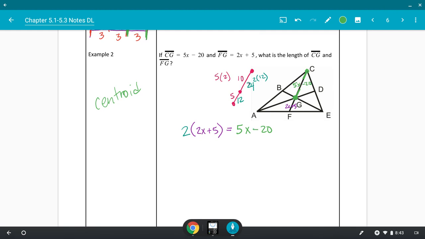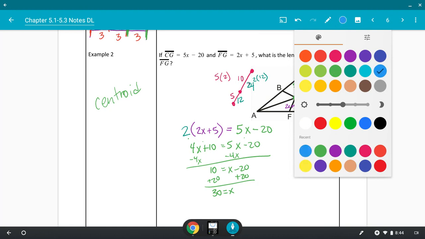So again, to find the long side, you need to double the small side. So we're going to double the small side and set it equal to this. So we get 4x plus 10 equals 5x minus 20. And then we want to solve, so minus 4x. And you get 10 equals x minus 20. Add 20, add 20. And you get 30 equals x.